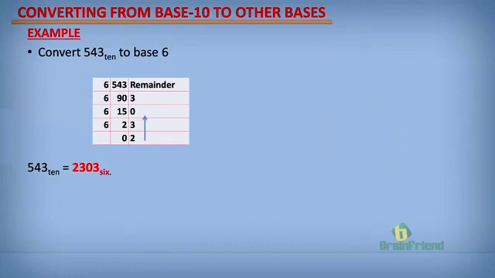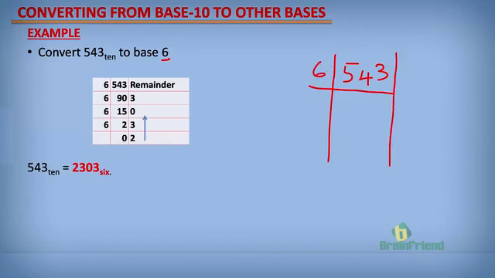Now another example here. Convert 543 base 10 to base 6. The same rule applies. We divide 543 by the desired base, which is 6. Continue the division until we get 0, and then write the answer, that is the remainders, from the bottom to the top. So 543 divided by 6. Remember your remainder column.